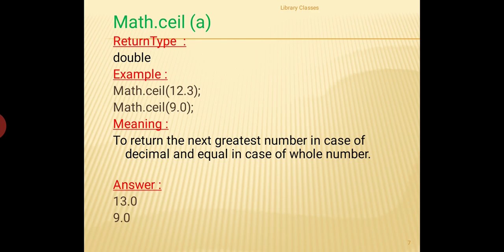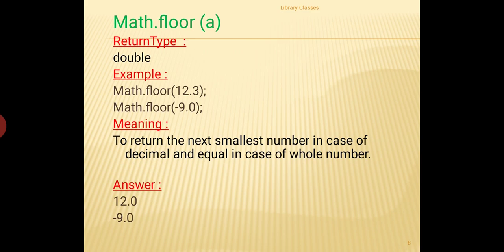Math.ceil. Ceil stands for ceiling, which all of you know means the roof. The return type for this is also double. In the example, if it is a decimal number like 12.2, it will make it the next biggest whole number. Like 12.3 will become 13, 12.7 will also become 13. If the number does not have a decimal part like 9.0, it will display 9.0. But if it has any decimal part, even 12.1, the answer will be 13.